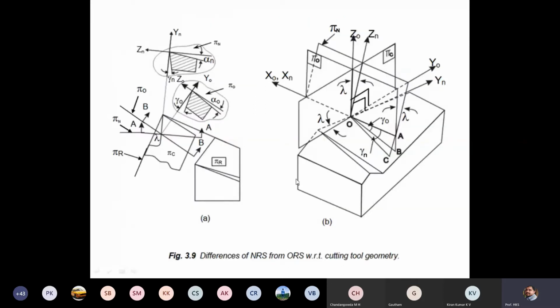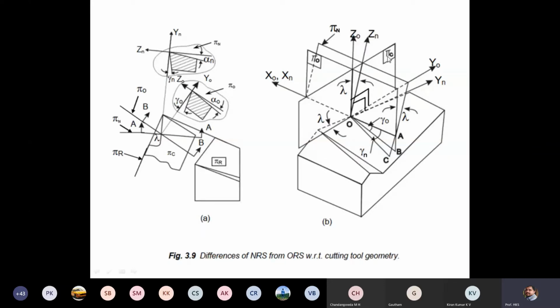In order to understand this, you must know about the orthogonal rake system that we discussed in the previous class. In the normal rake system also, there will be a horizontal plane that is not indicated in this figure. That horizontal plane is called the normal reference plane. So on the horizontal plane, which is not indicated in this figure, there will be a plane called the normal rake plane. This figure is used to identify the difference between the normal rake system and the orthogonal rake system.